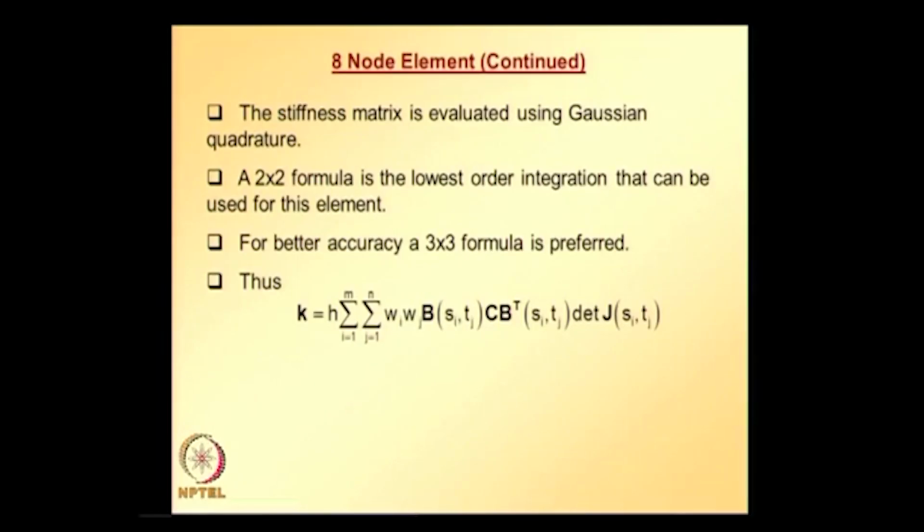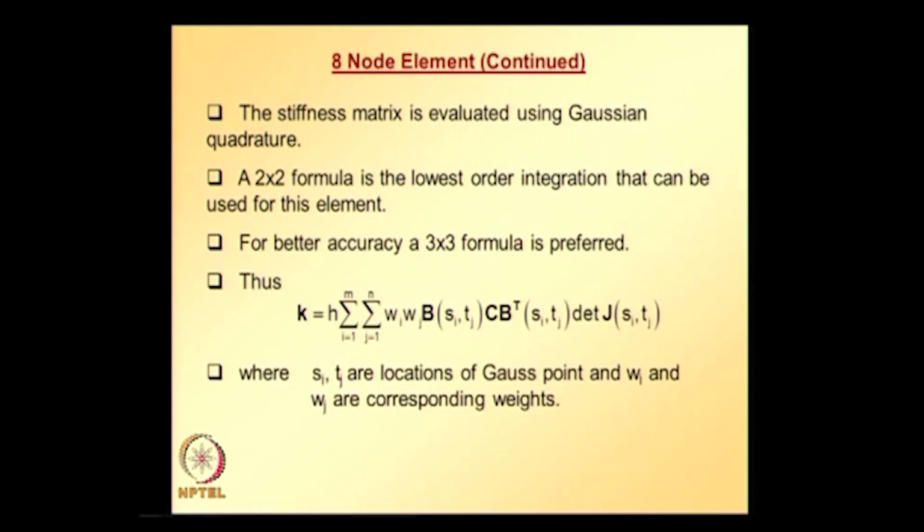So, the K matrix, the stiffness matrix, can be numerically evaluated like this, where the rest of the details are similar to the 4 node quadrilateral element. So, this is about the element stiffness matrix.